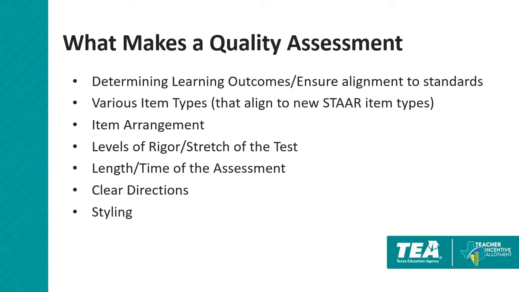Let's review the elements that make up a quality assessment. 1. Determining learning outcomes to ensure alignment to standards. 2. Various item types. Hopefully they can align to the new STAAR item types. Item arrangement, levels of rigor, length or time of the assessment, clear directions, and styling. Let's start first with determining learning outcomes.